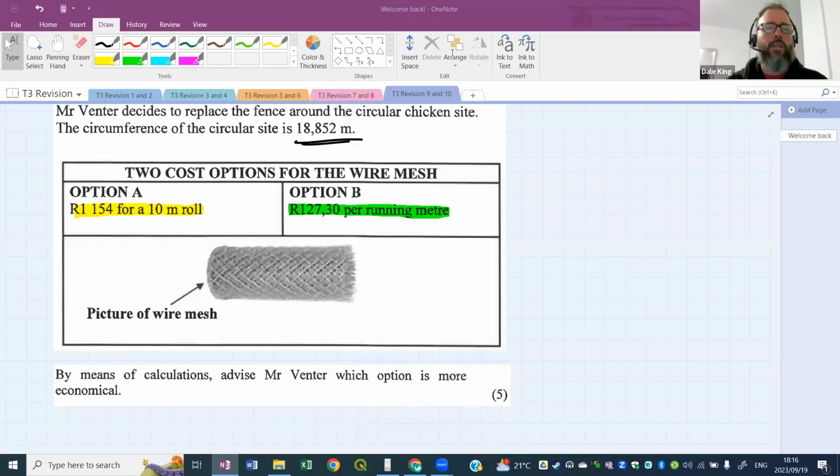Okay, let's try it. Let's tackle this one. It says Mr. Fenter decides to replace the fence around the circular chicken site. The circumference of the circular site is 18,852.